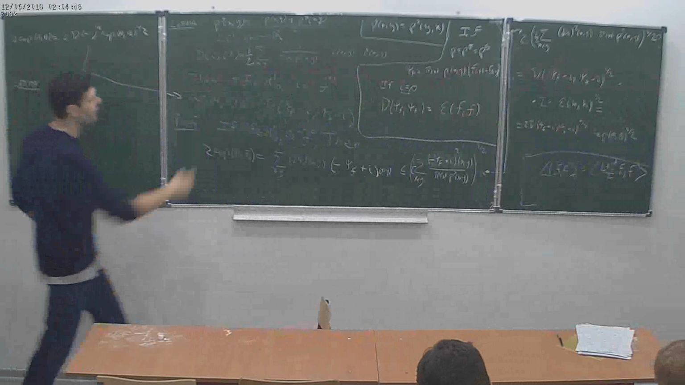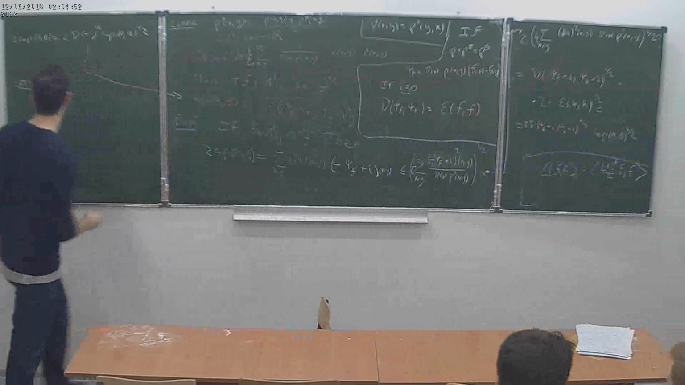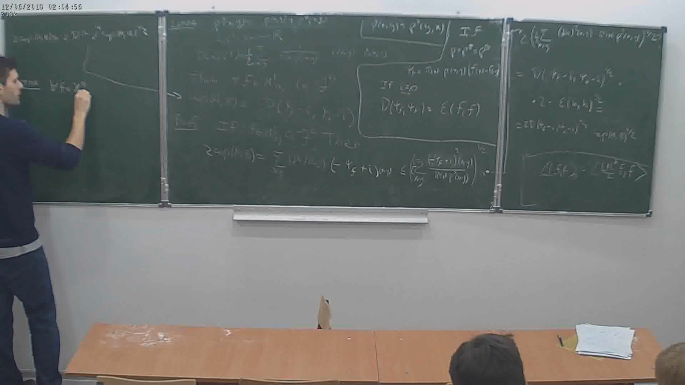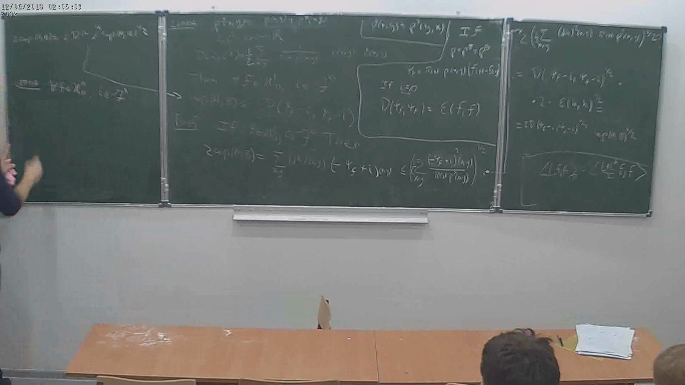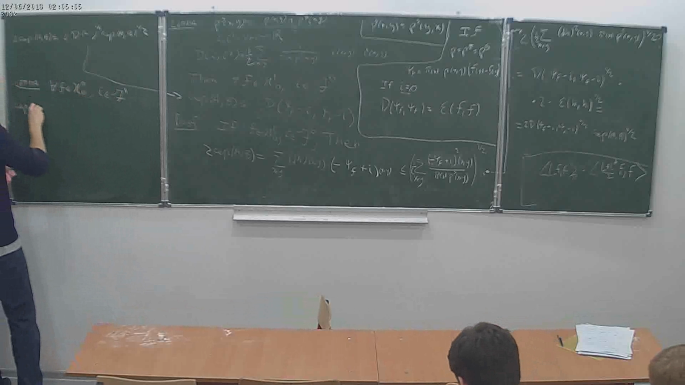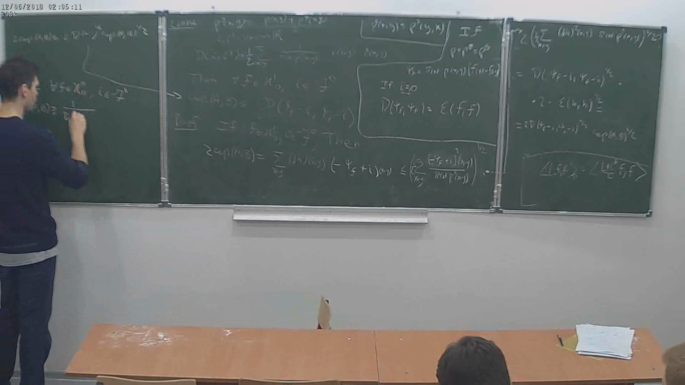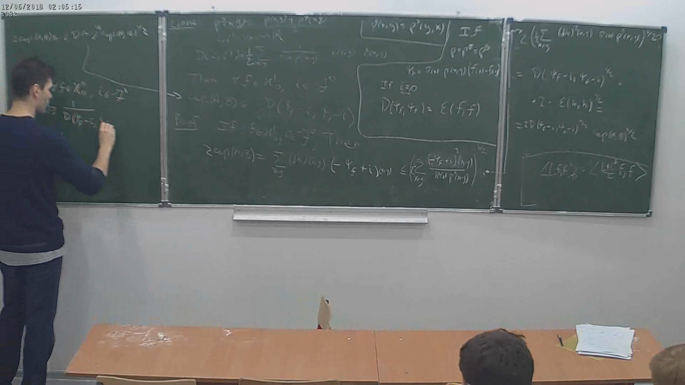So here it was f in H1 naught, I in F naught. And here we have that for each f in H1, 0, 0, not naught, and I in F1, the capacity between A and B is bigger or equal than 1 over B of Cf minus I, Cf minus I.